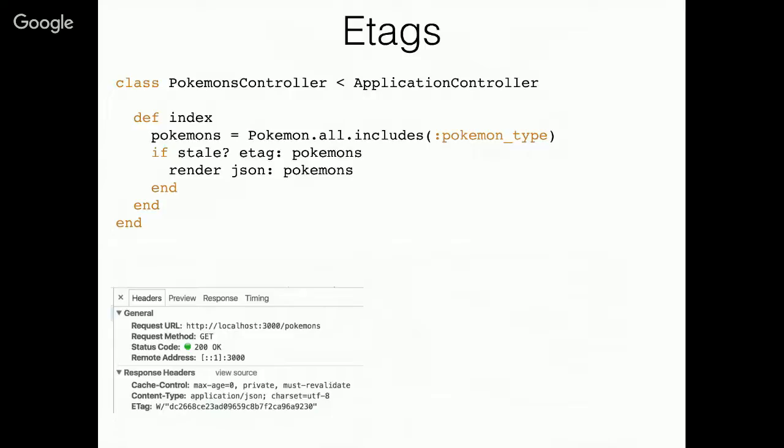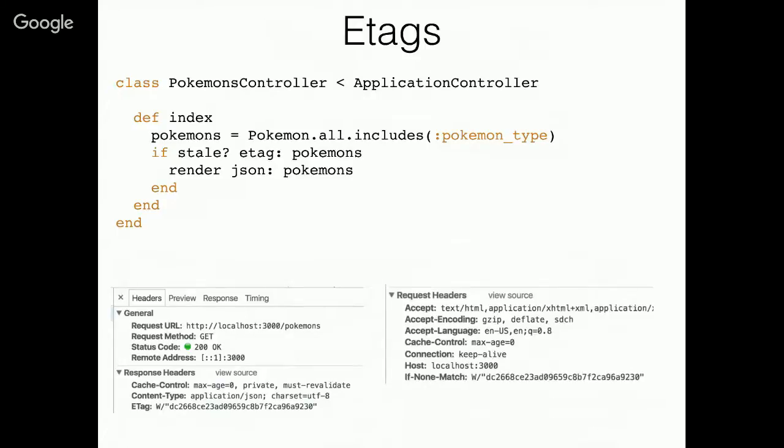And that's what the e-tag comes out as. So when our user hits refresh, the browser is going to send the server back some request headers that include this if-none-match header. Rails is going to see that if-none-match header. It's going to recalculate the e-tag, and if they match, it's going to return false from this method. We're not going to render the Pokemons, and we're actually going to return a 304.